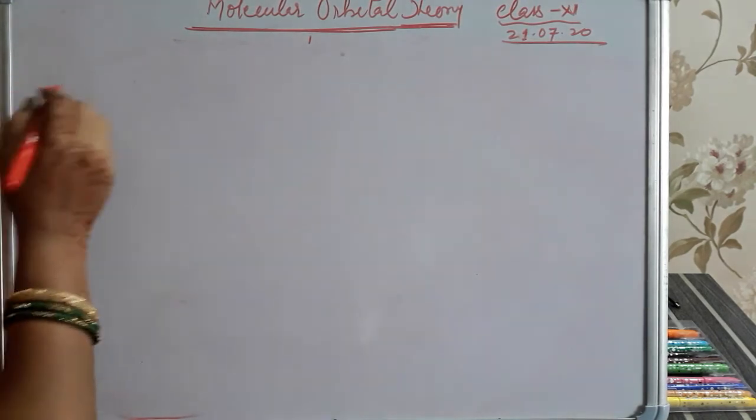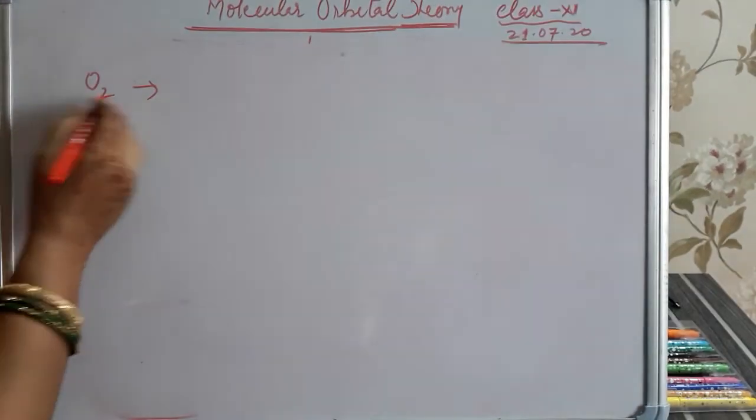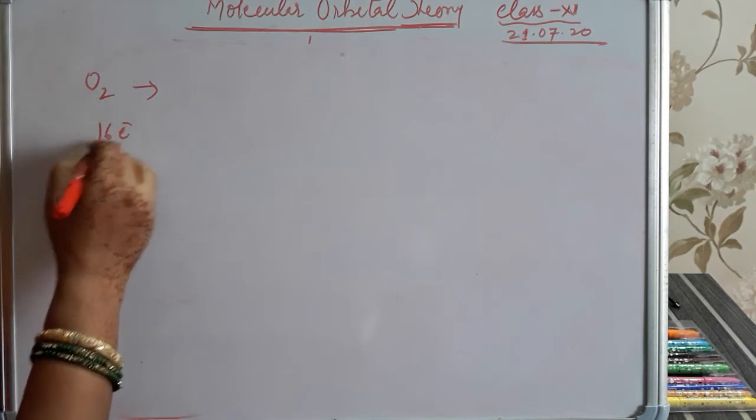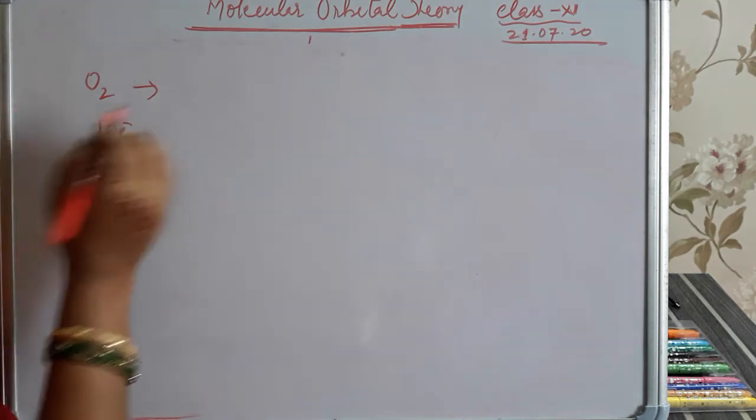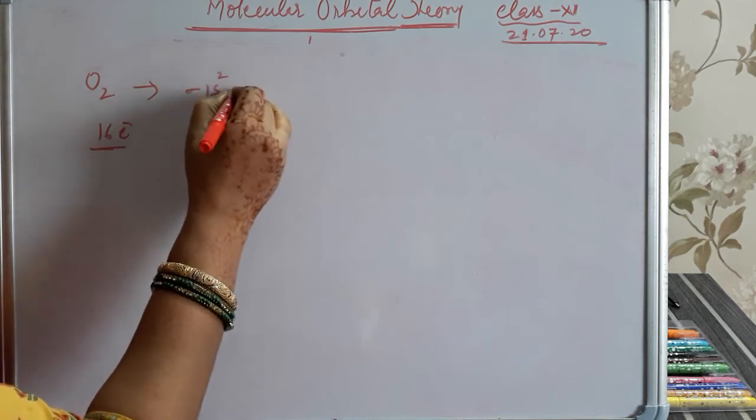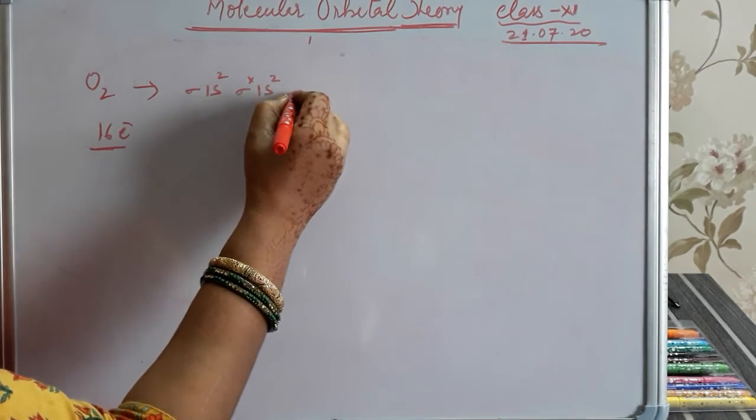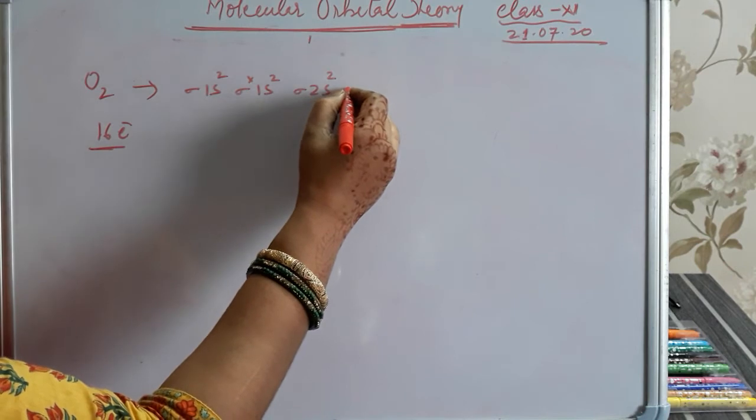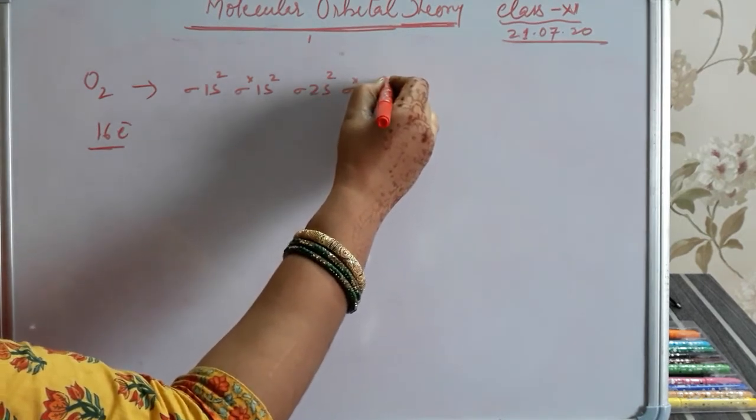So students, let's discuss the next. Suppose we write down the configuration of oxygen. How many electrons does oxygen have? 8 and 8, total 16 electrons in case of oxygen. So remember it. At first we write down sigma 1s2, then sigma anti-bonding 1s2, then sigma 2s2, meaning 2 electrons, then sigma anti-bonding 2s2.